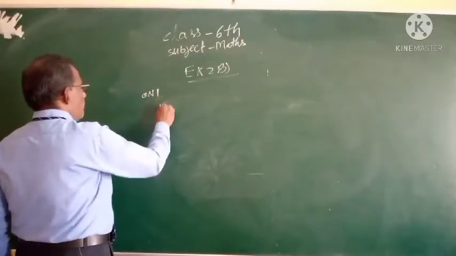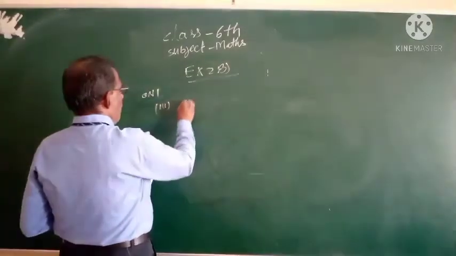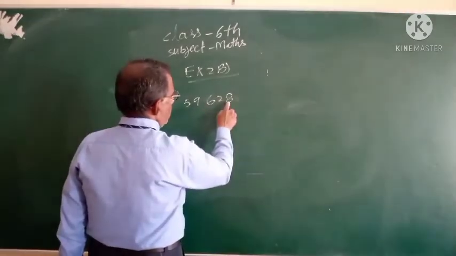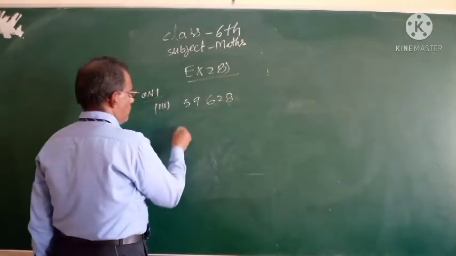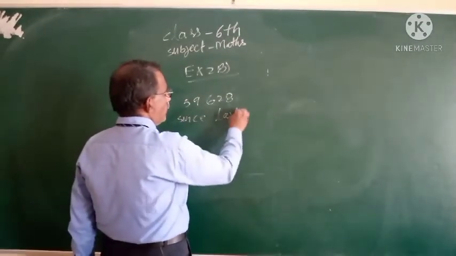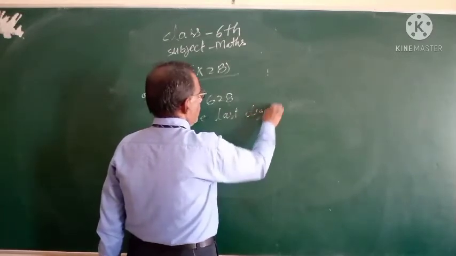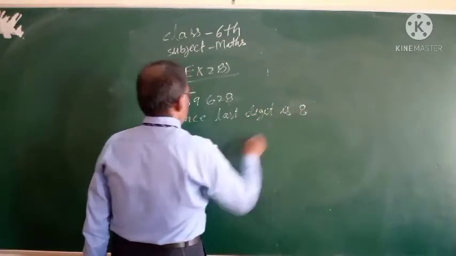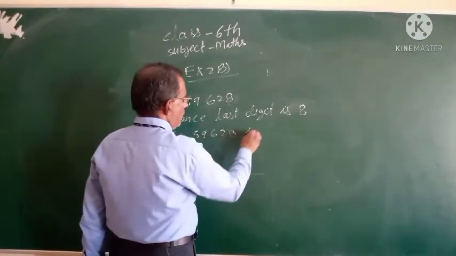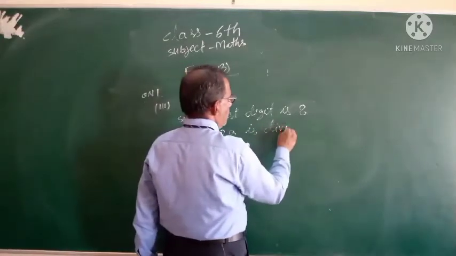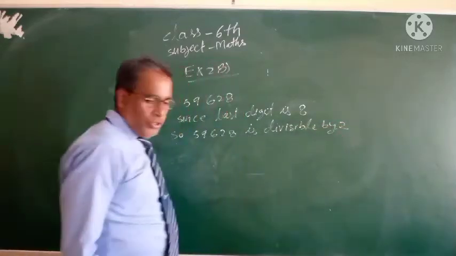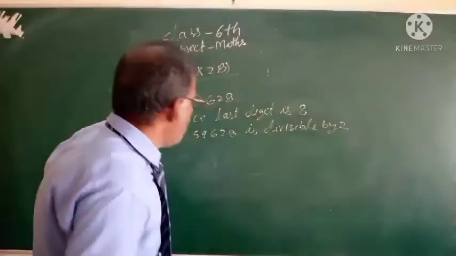Question number third, 59628. Since the last digit is 8, an even number, this number will be divisible by 2. Since the last digit is 8, 59628 is divisible by 2. 3 questions I solved and 3 questions you will do at your homework.